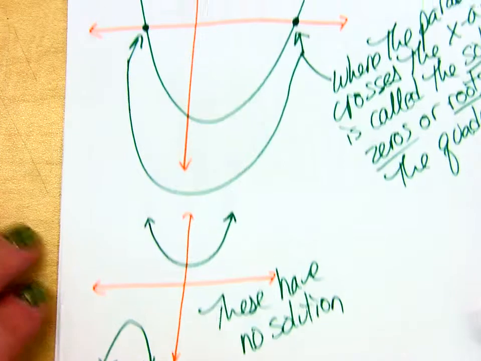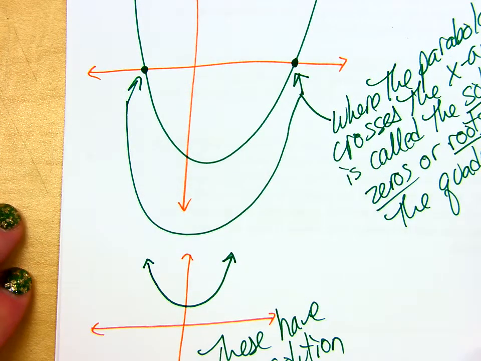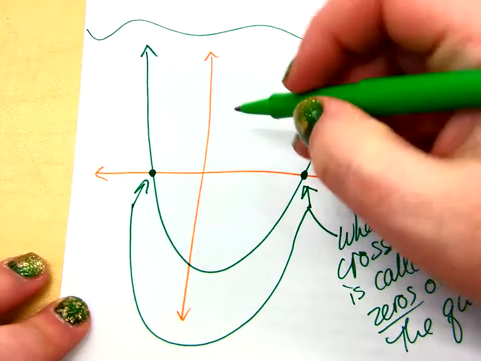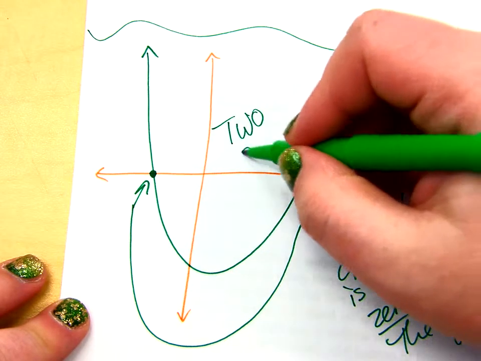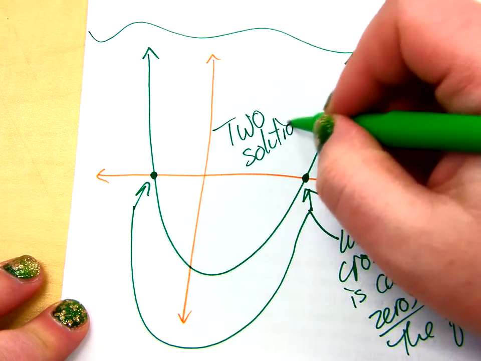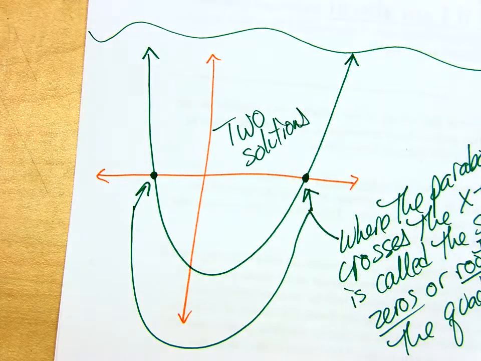This one, my original one that I drew, has 2 solutions, right? Because it crossed 2 times. 2 solutions. Could I ever have more than 2 solutions? Could a single parabola ever cross the x-axis more than twice? No. So 2 is the most I could have. So I can either have 2 or I can have none, or is there any other possibility?